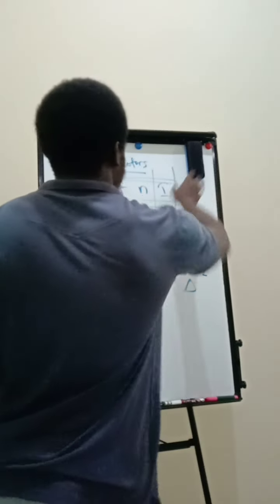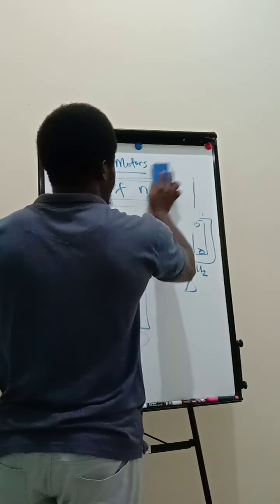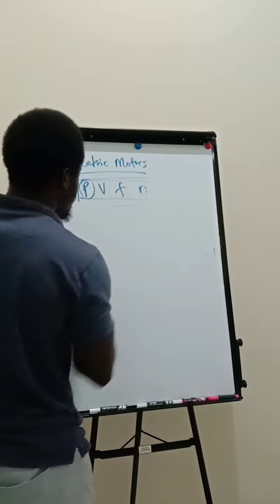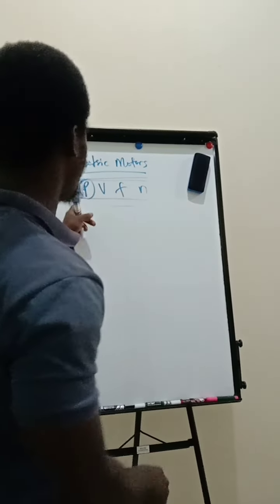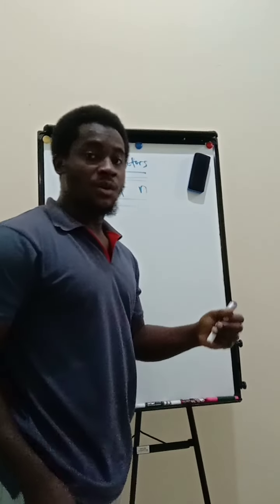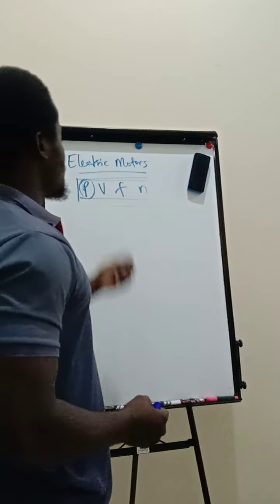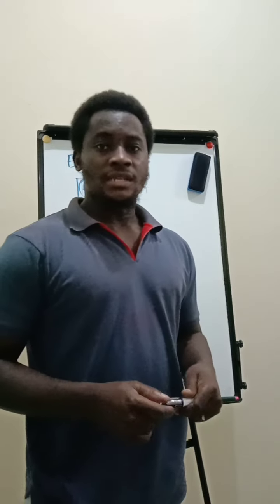Okay. Next we'll be discussing the starting method. How do we start an electric motor? It's very important. After taking down the different parameters on the nameplate of the electric motor, the power, the voltage, the frequency, the speed, the current, what we have to do now is take into consideration the power. What is the power of this electric motor? It is very important.